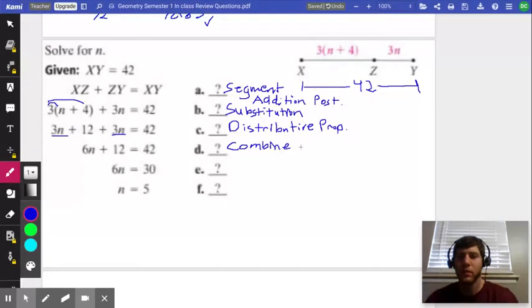I should have typed these. Combining like terms. Right? Or just simply simplify.